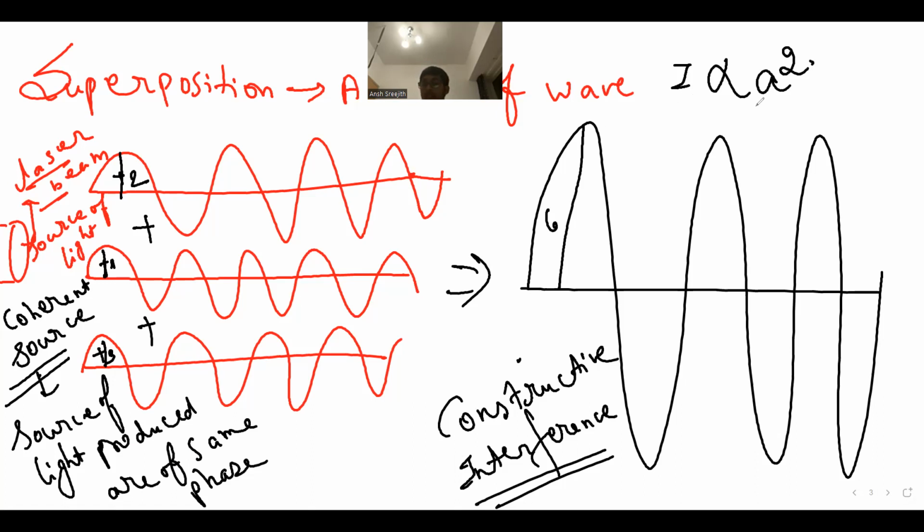So intensity is always directly proportional to the square of the amplitude. So this is about the coherent and incoherent source. Any doubt here? No. Very good. Then next, suppose this is your source.